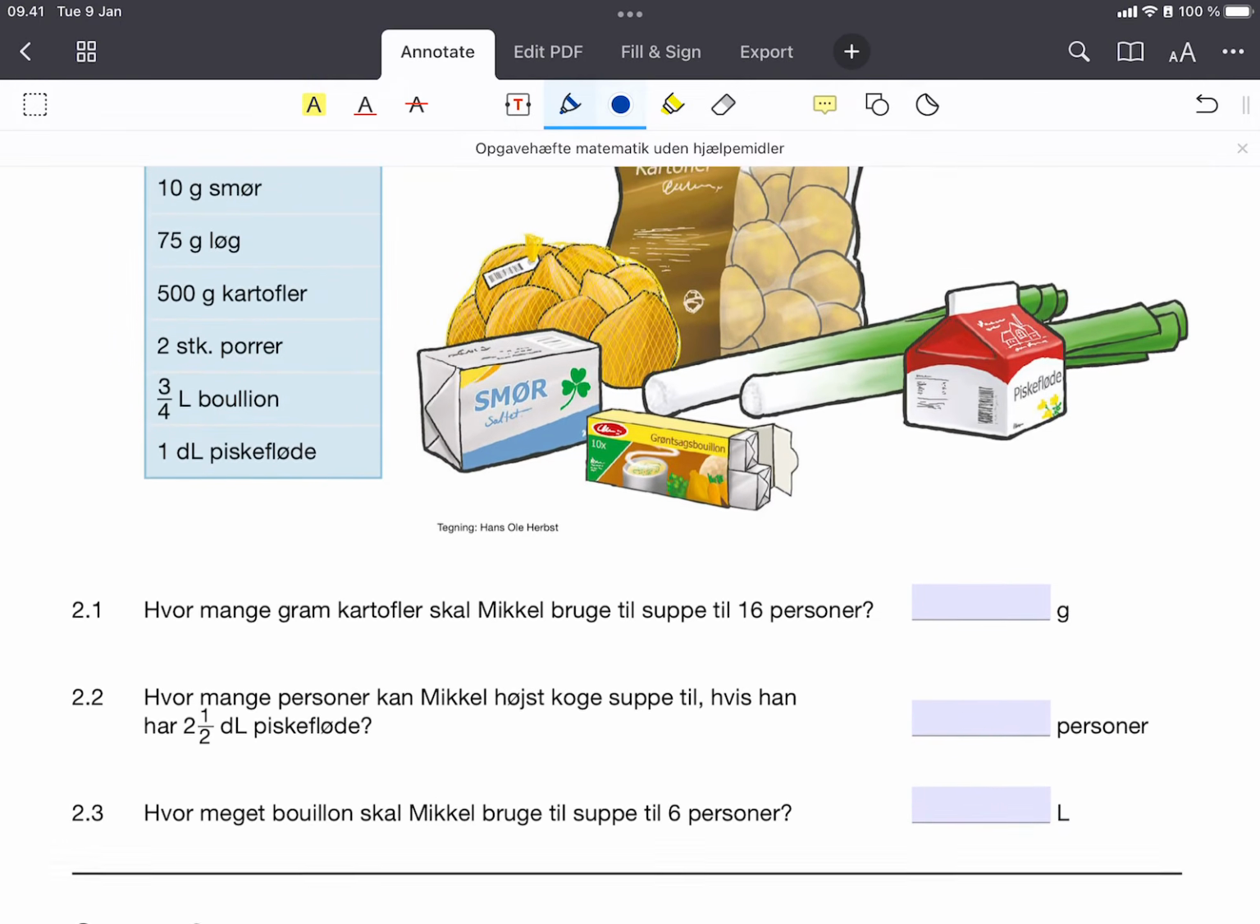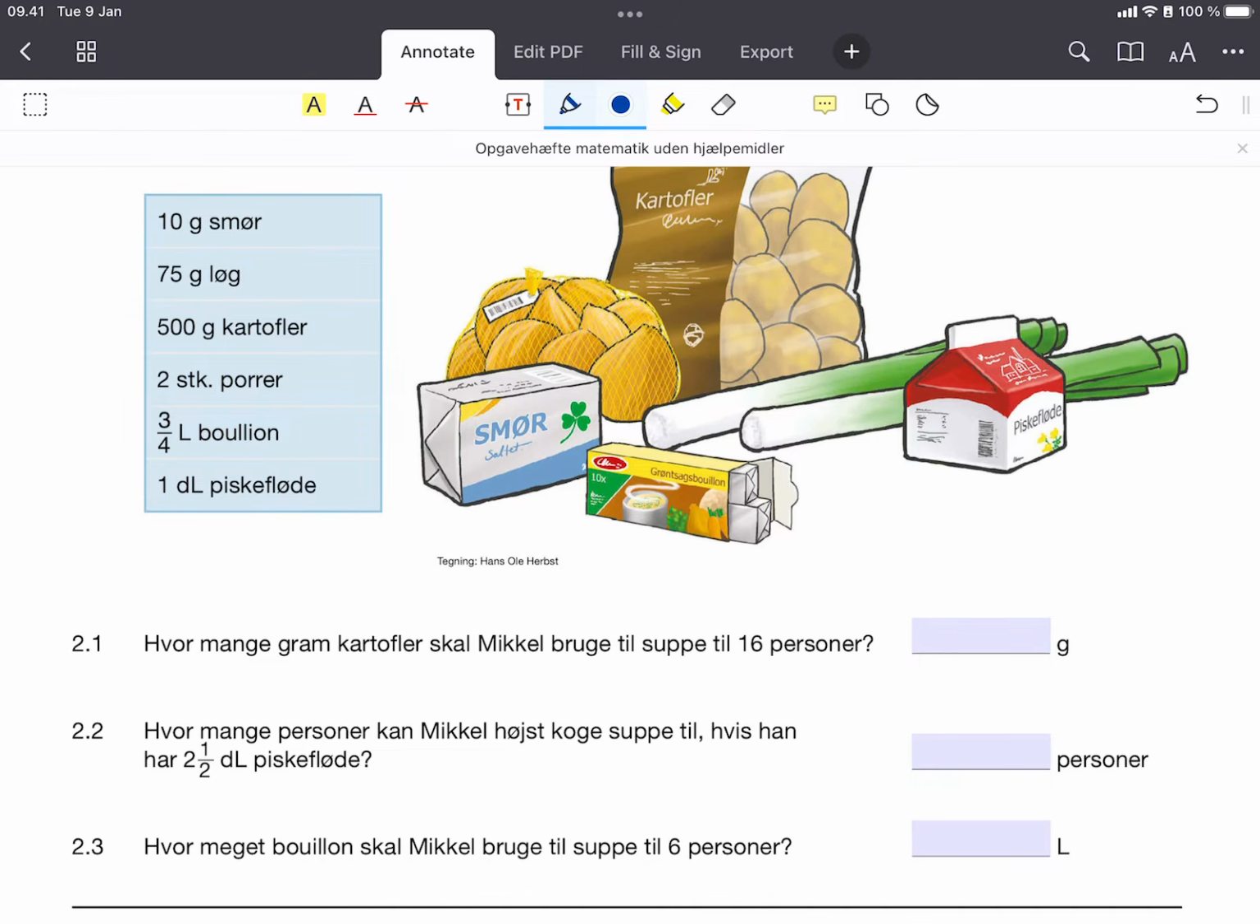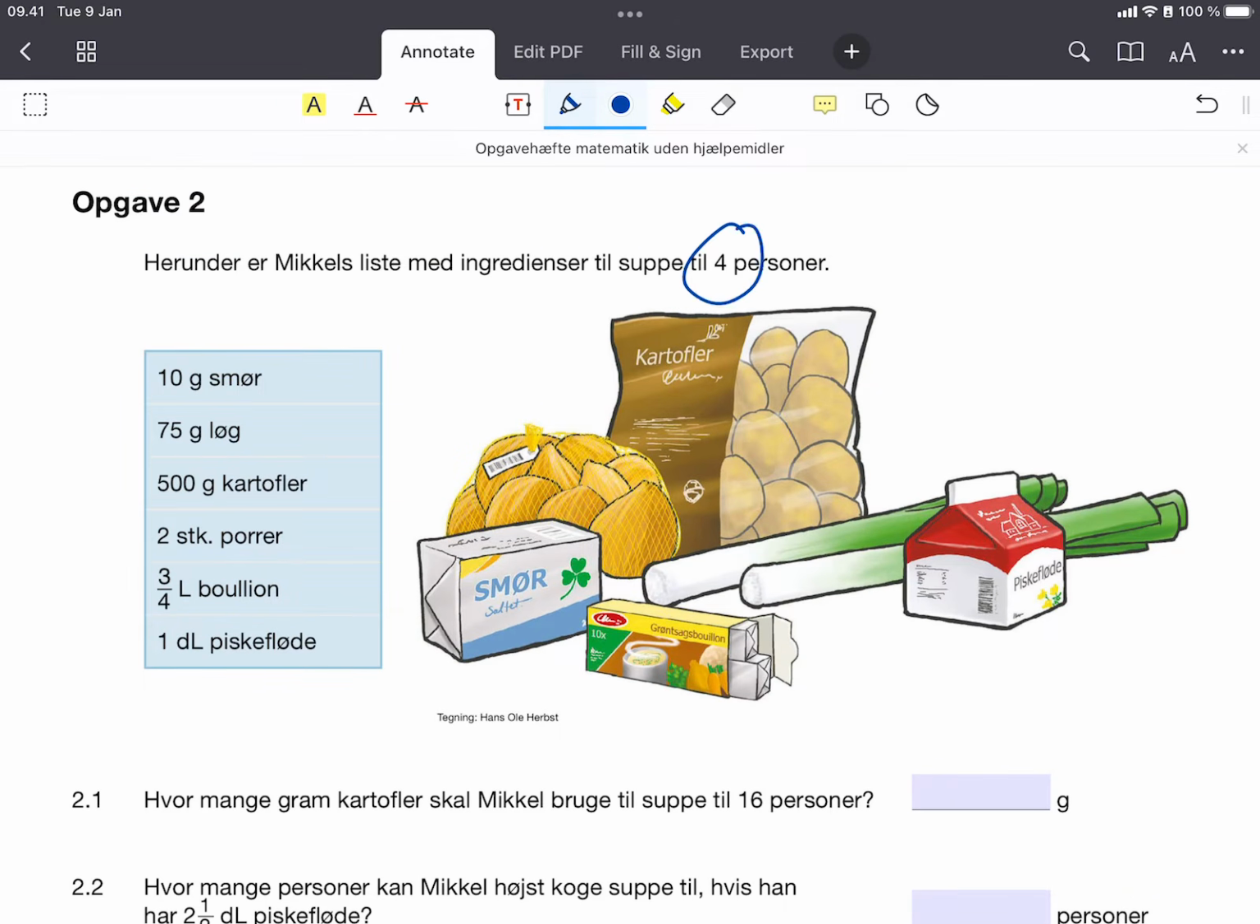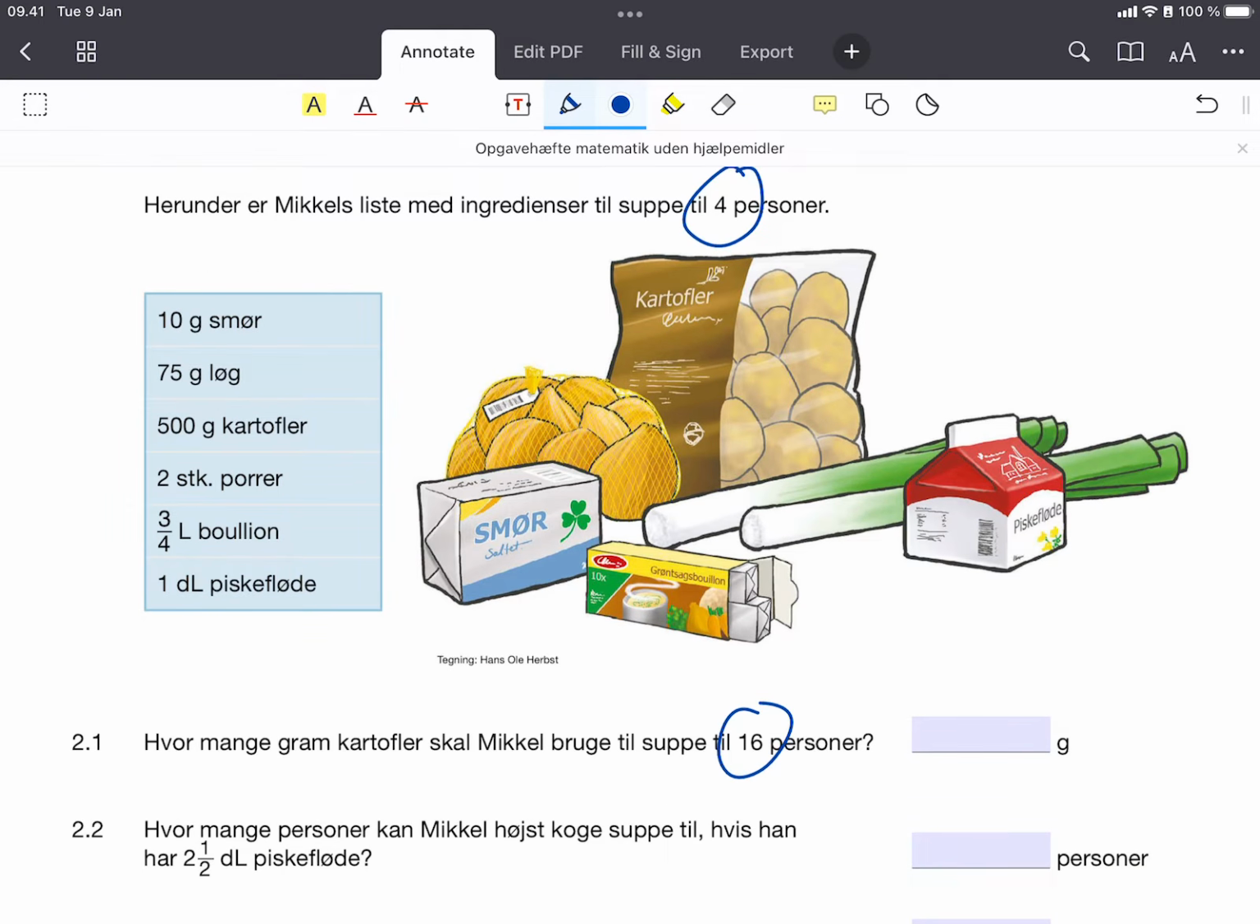Okay. How many grams of potatoes does Mikkel need to use for 16 people? So the recipe is for 4 people, but we're talking about 16 people. So we've got to multiply the ingredients up by 4 to get an appropriate amount for 16 people. So 500 grams of potatoes, 500 times 4 is 2,000 grams.